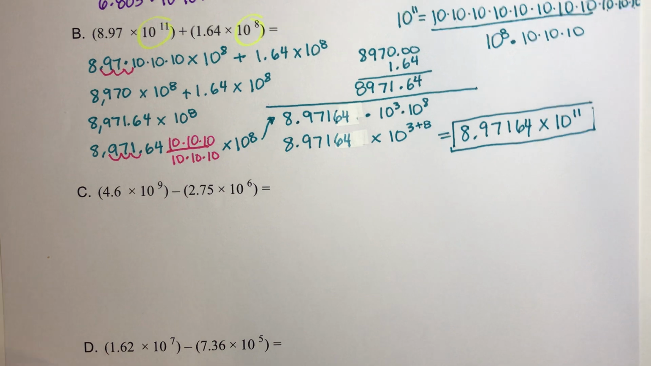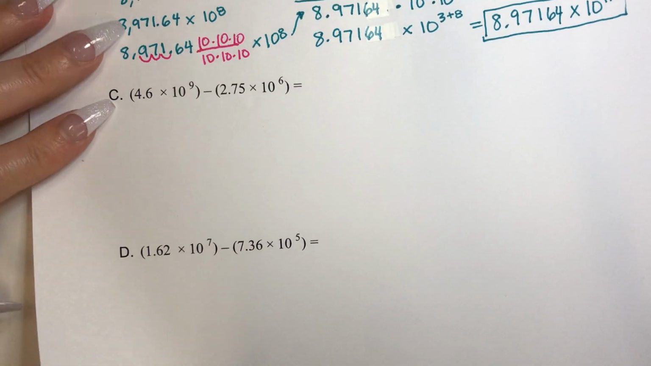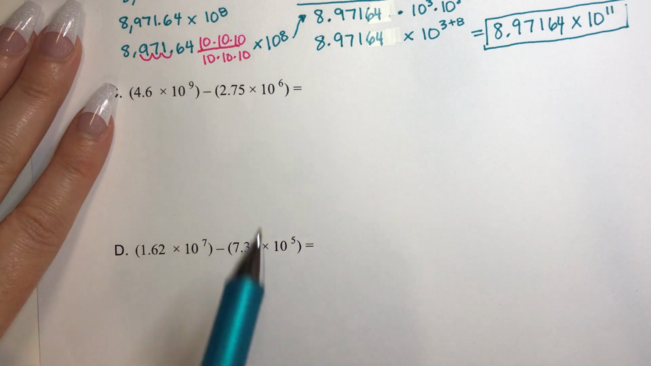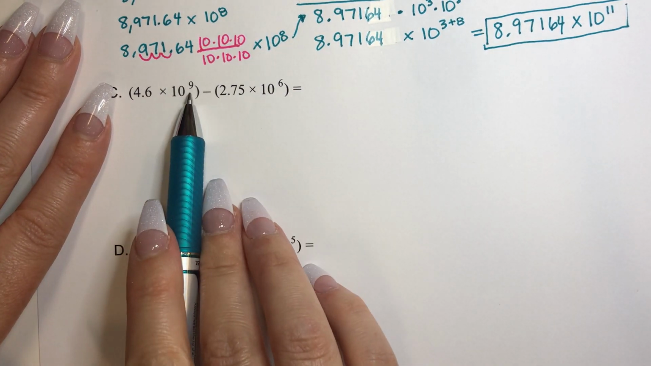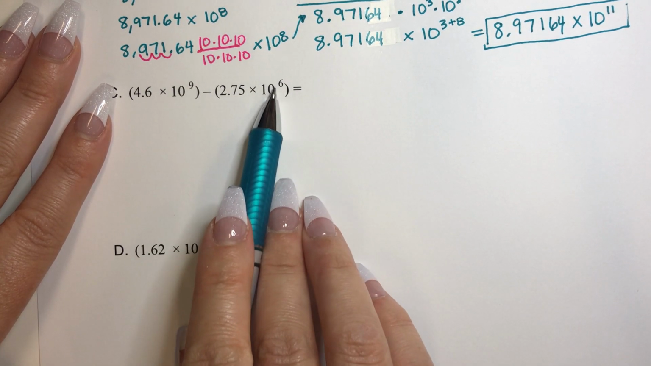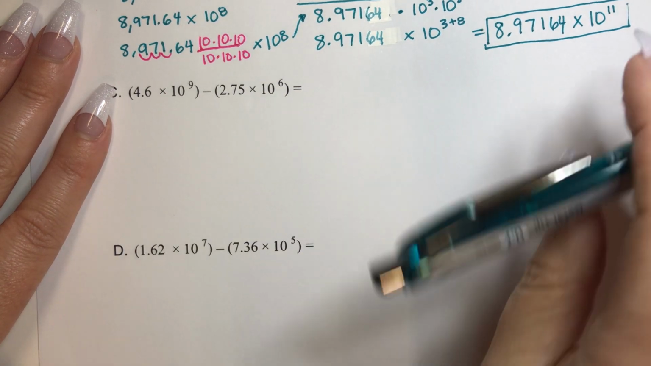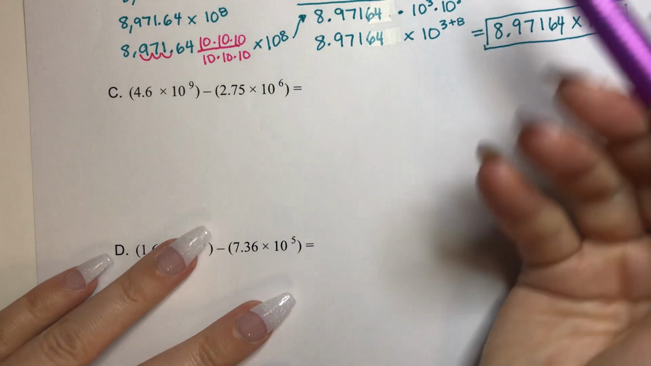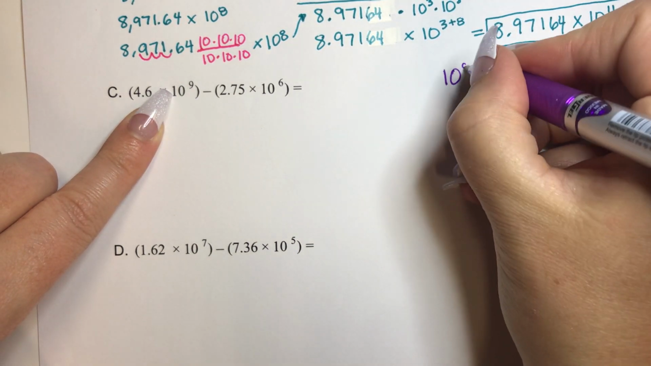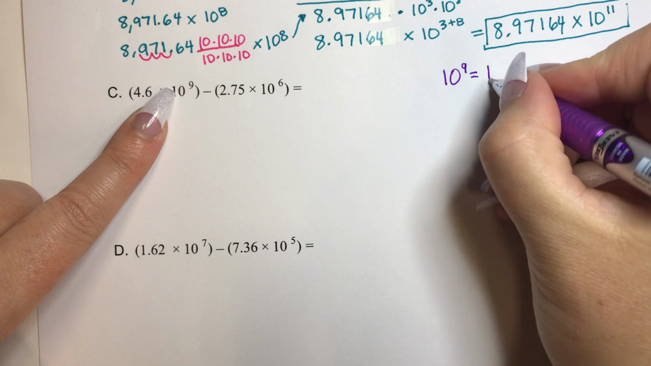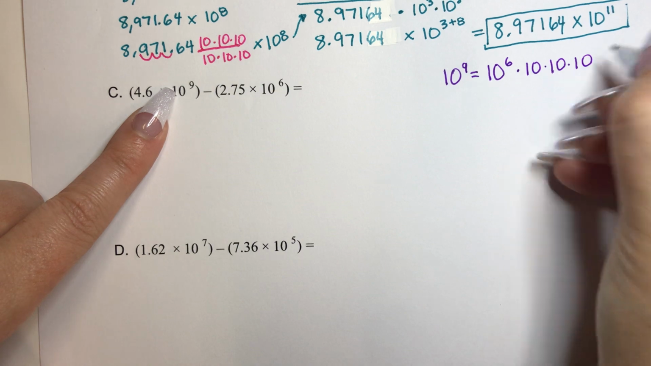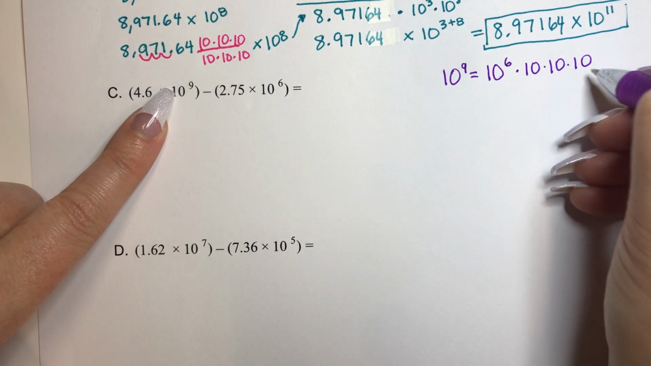Okay, let's work on C together. Okay, now C is the same thing. We have to have the same base. Right now we do not have the same base. This one's bigger, so we're gonna make this one end up having a 6. So I'm gonna rewrite 10 to the 9th as 10 to the 6, right? And then there would be 3 10s left over, right? 10 to the 6th, 10 to the 7th, 10 to the 8th, 10 to the 9th.